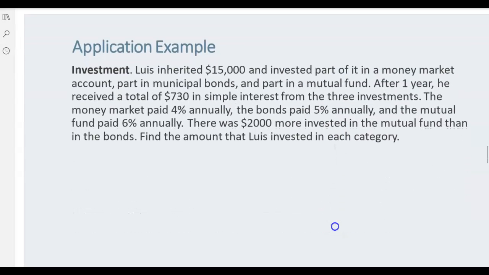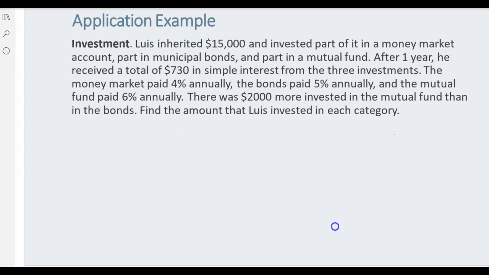So let's look at an application example. Luis inherited $15,000 into 3 different types of accounts: a money market, municipal bonds, and a mutual fund. After a year, he had earned $730 in interest, and each of the investments paid a different percentage in return. We're trying to figure out how much money he invested in each category.